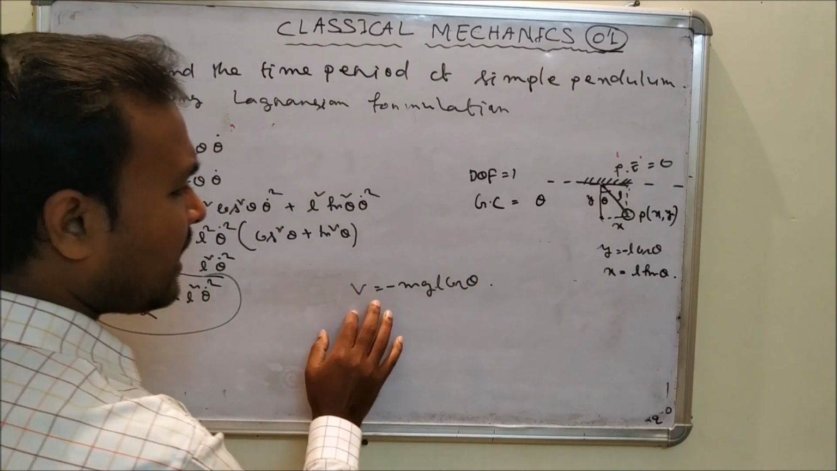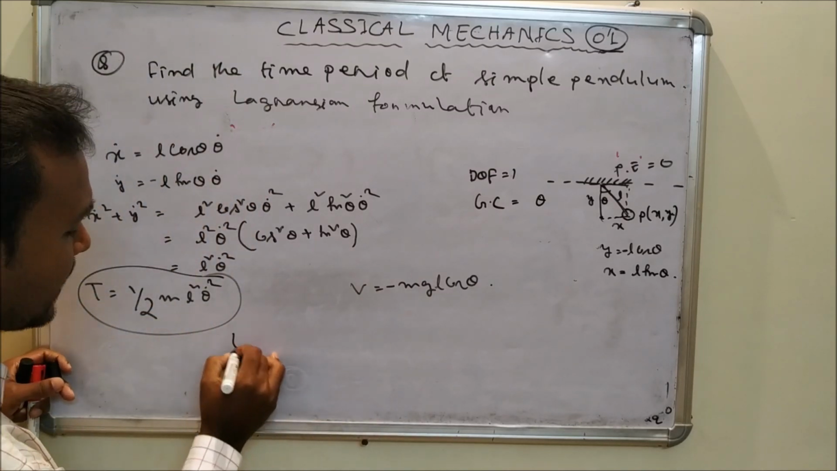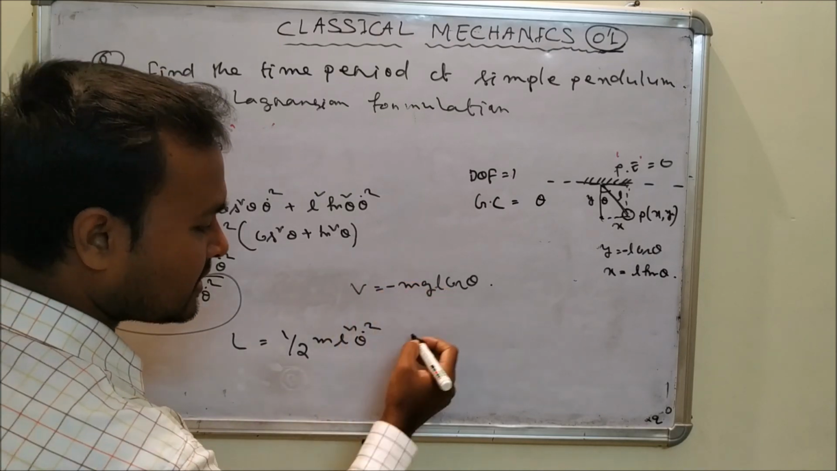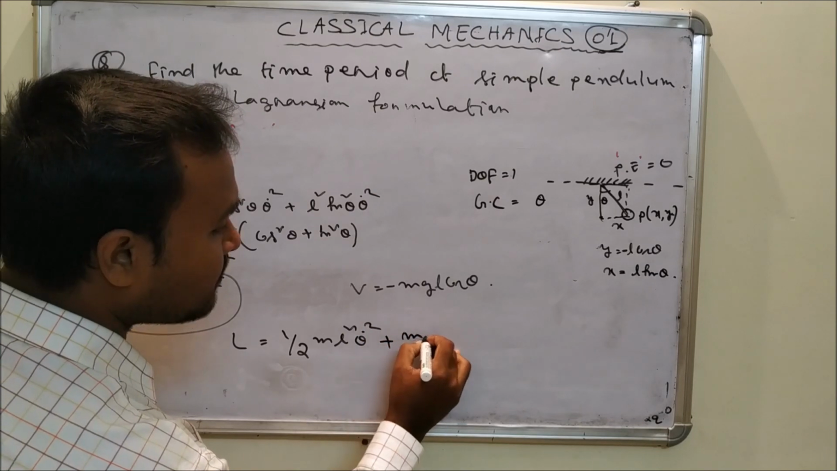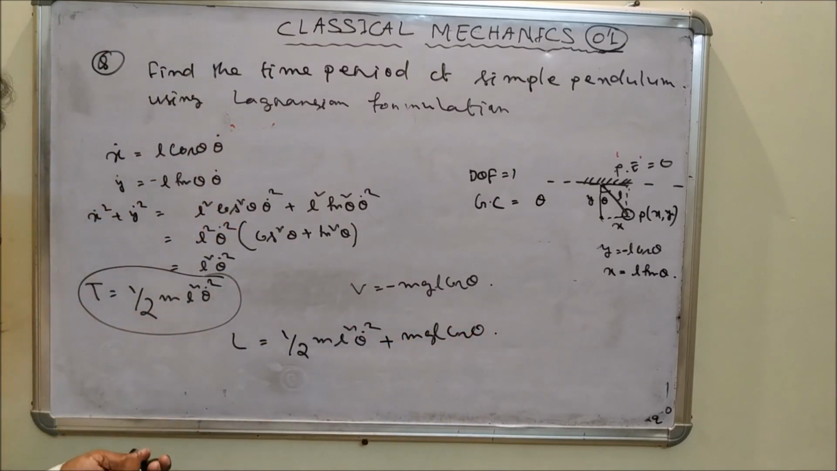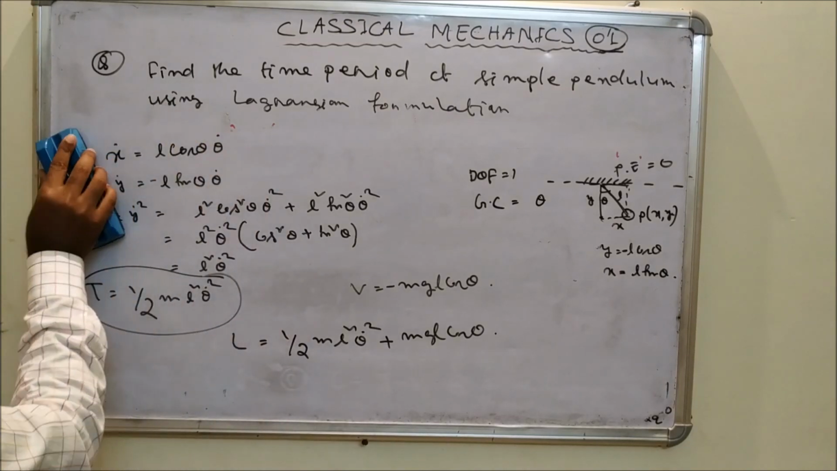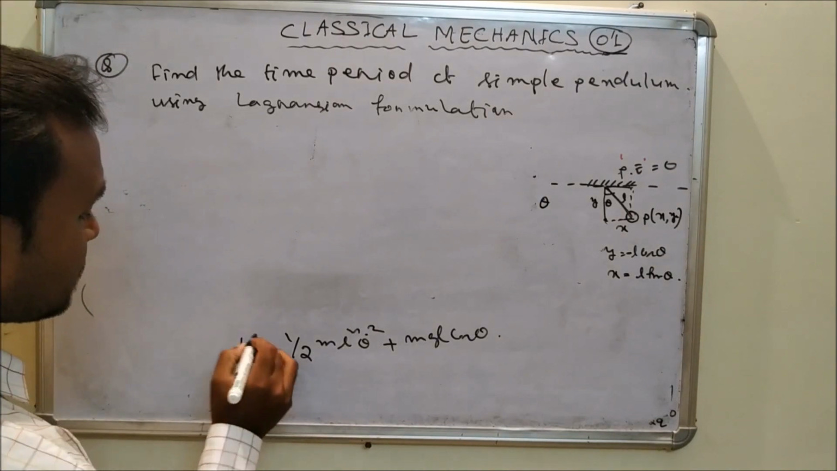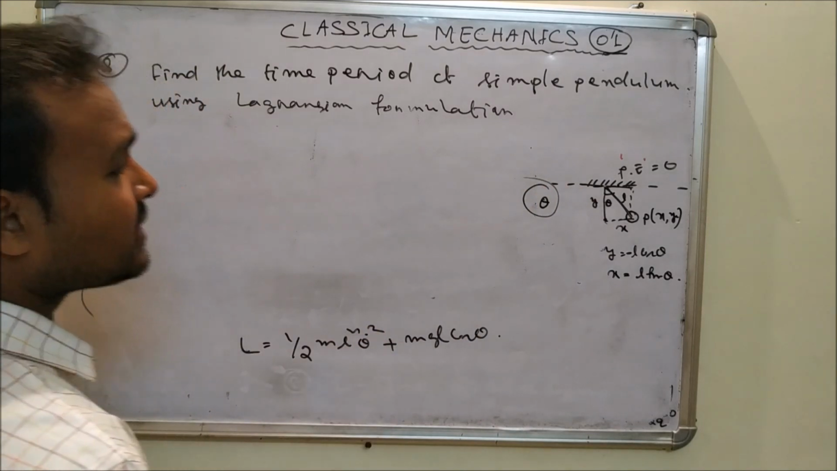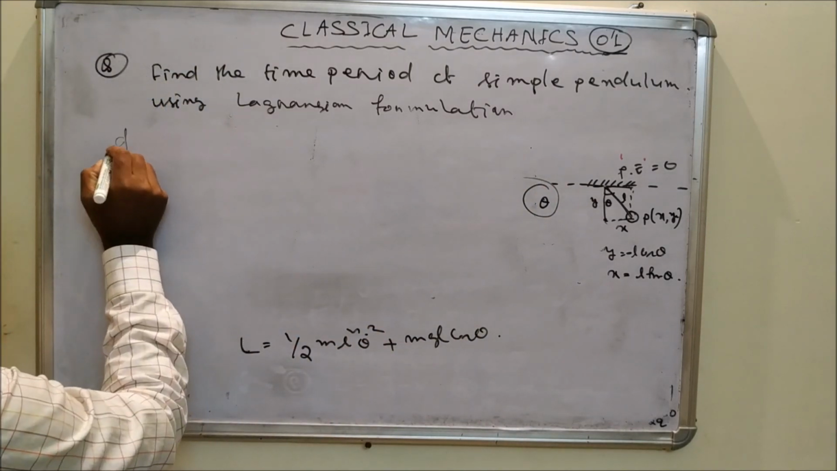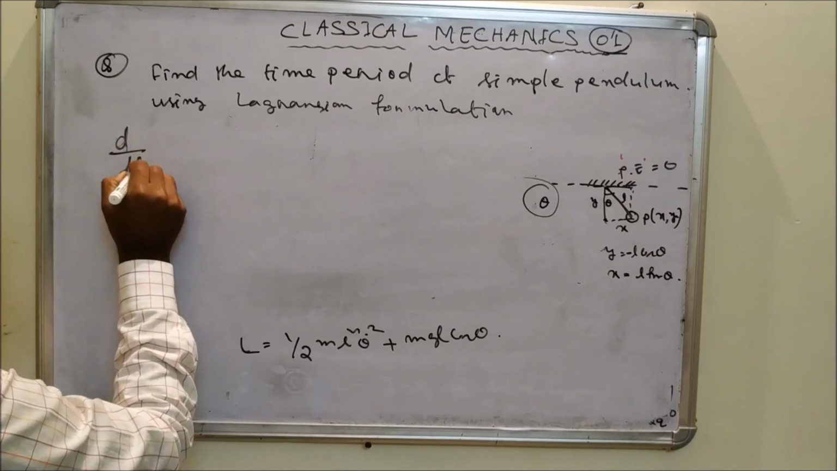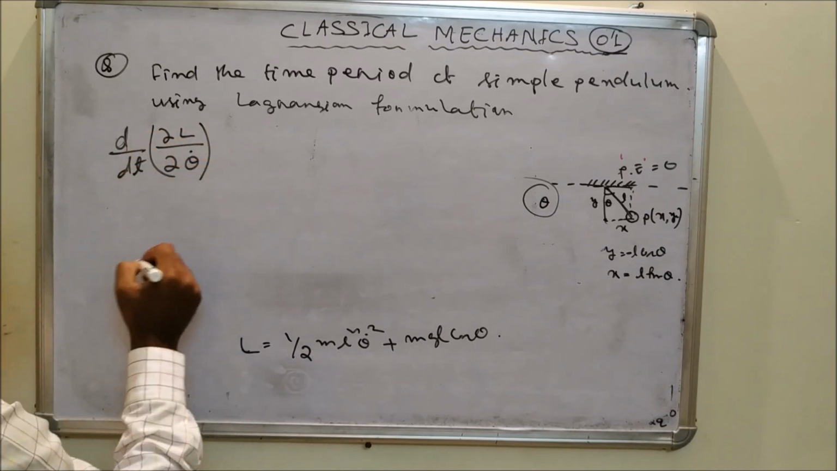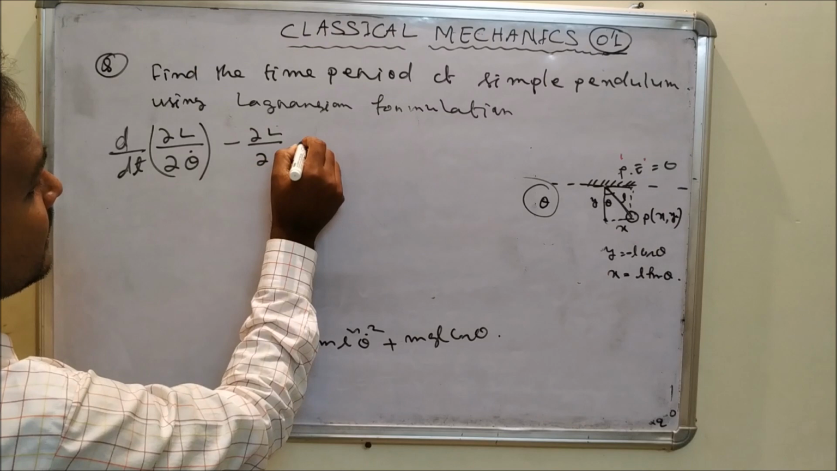Now once I have the potential energy and the kinetic energy, L will be half m L square theta dot square minus V, so minus and minus will be plus mgL cos theta. This is our Lagrangian. Sometimes in your examination the Lagrangian can be given, otherwise you have to find it. What will be the generalized coordinate here? Theta. So the Lagrangian equation of motion is d upon dt of del L upon del theta dot, minus del L upon del theta, that is equal to 0.